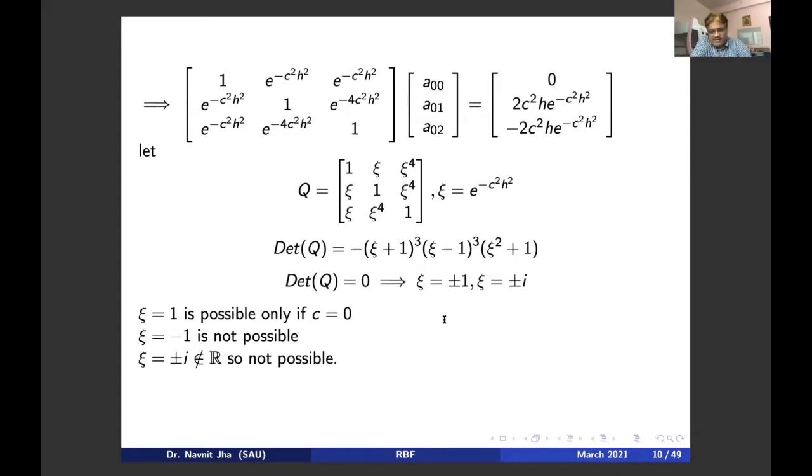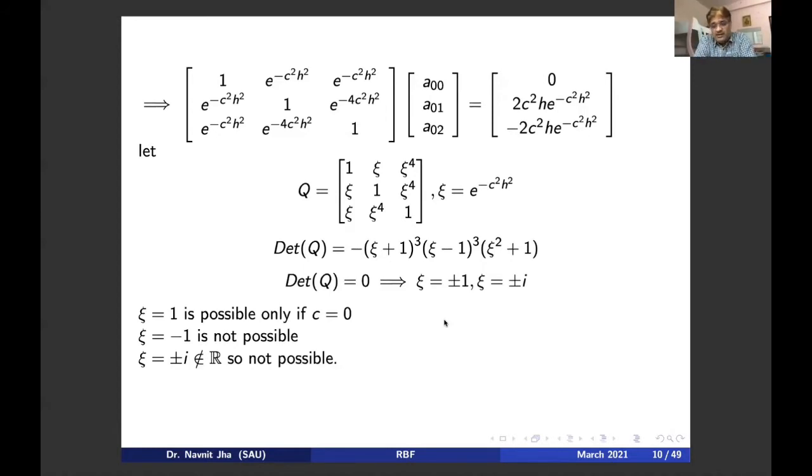I can write these 3 equations in this matrix vector notation. Now, just look at the coefficient matrix. I can write Q equal to 1, xi raised to the power 4, xi, 1, xi raised to the power 4, xi raised to the power 4, 1. Where xi, I have just made a notation e raised to the power minus c square h square. For that, I have written xi.